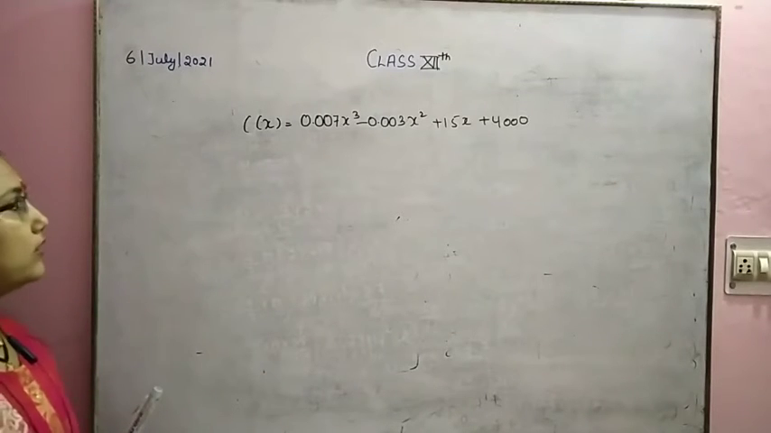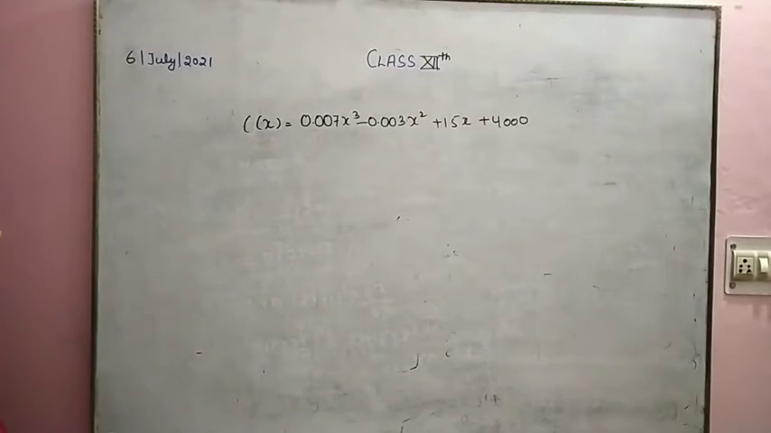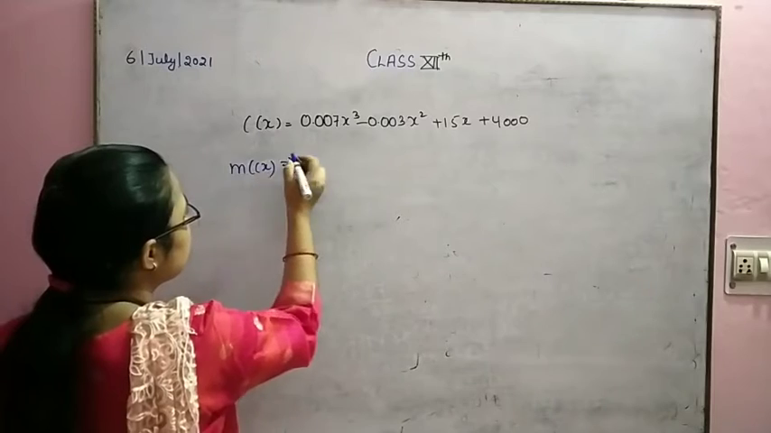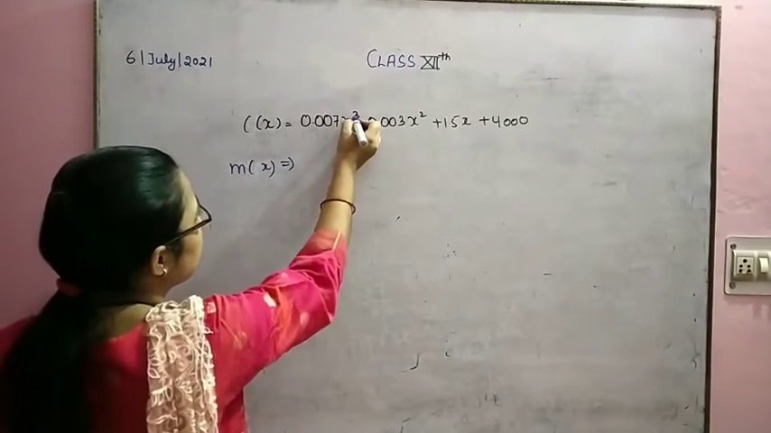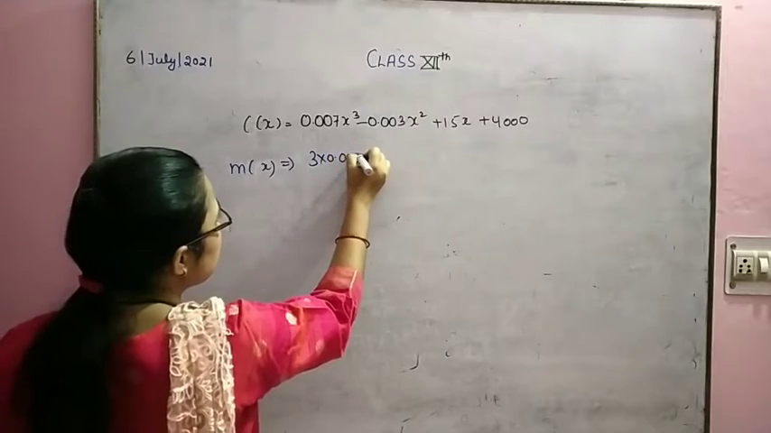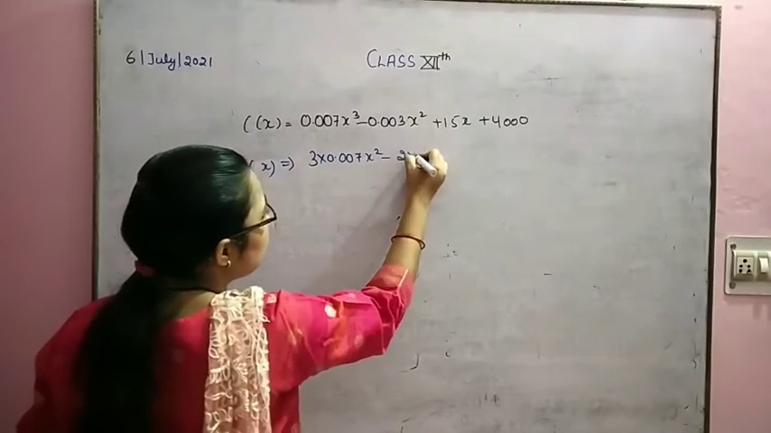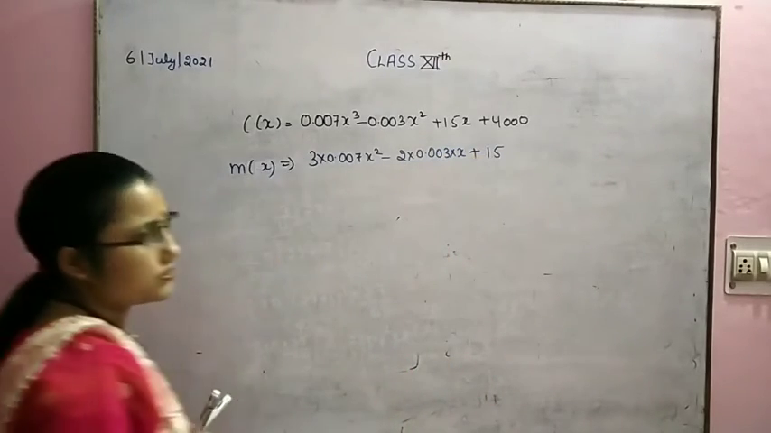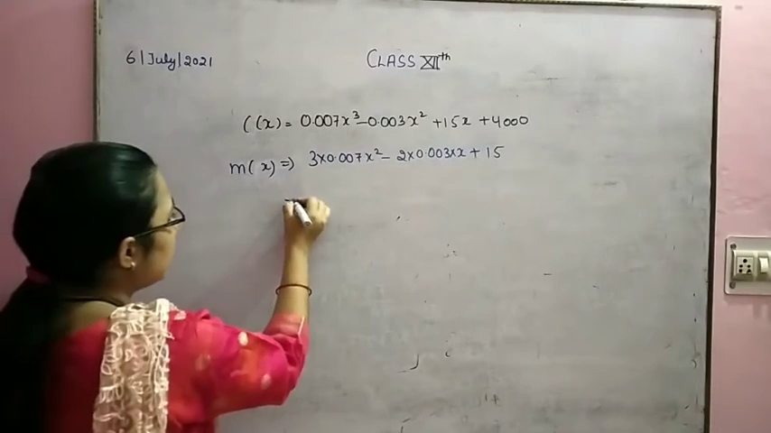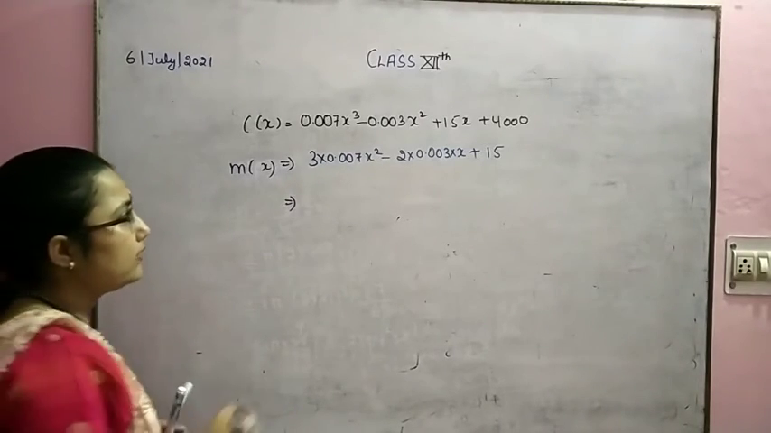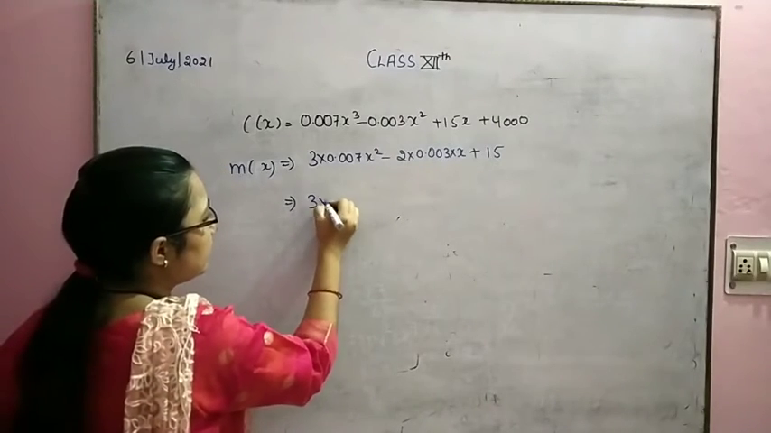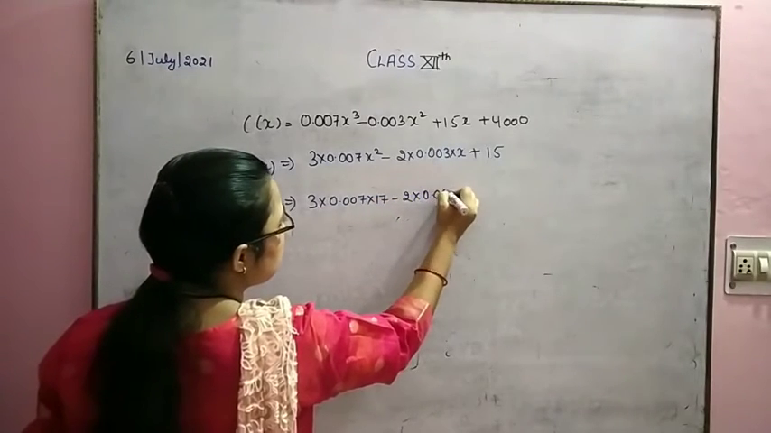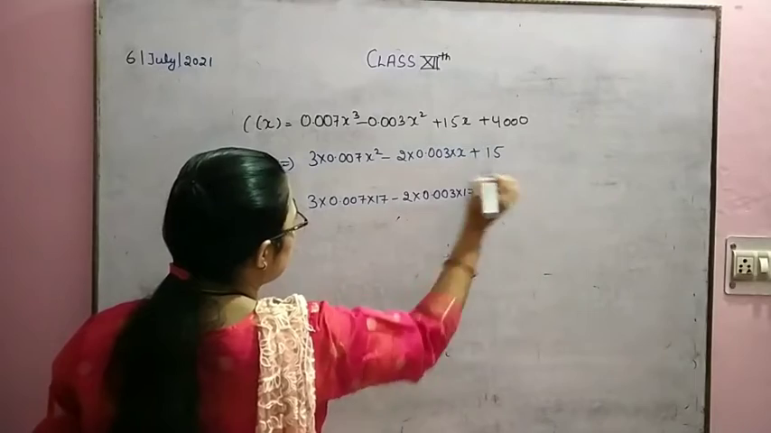If we differentiate the total cost, we get a marginal cost. So firstly differentiate it. What we get? 3 into 0.007 x square minus 2 into 0.003 into x plus 15, and for constant term 0. Correct? The production unit is given 17. So just put in place of x 17. We get 7 into 17 minus 2 into 0.003 into 17 plus 15. Correct?